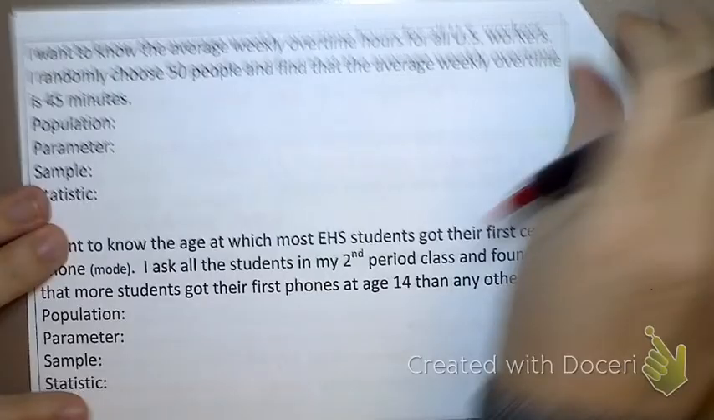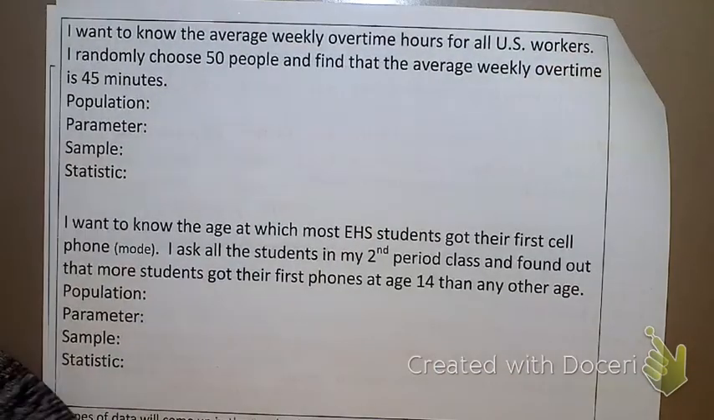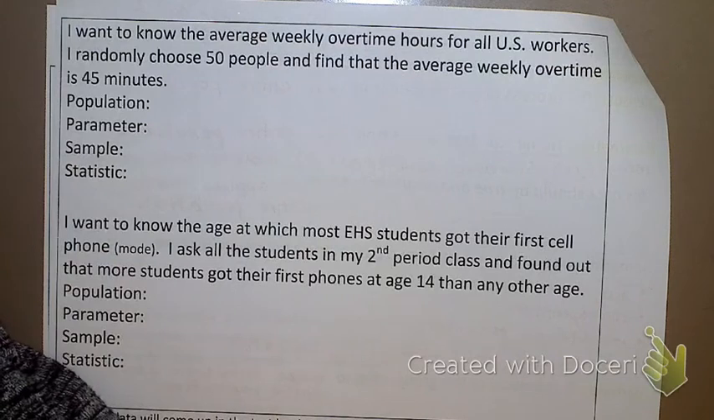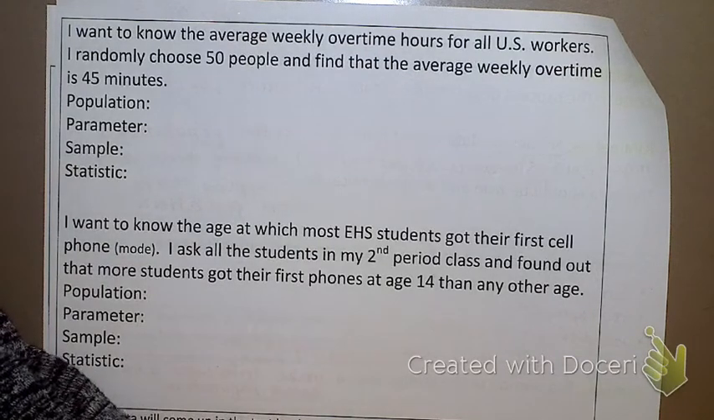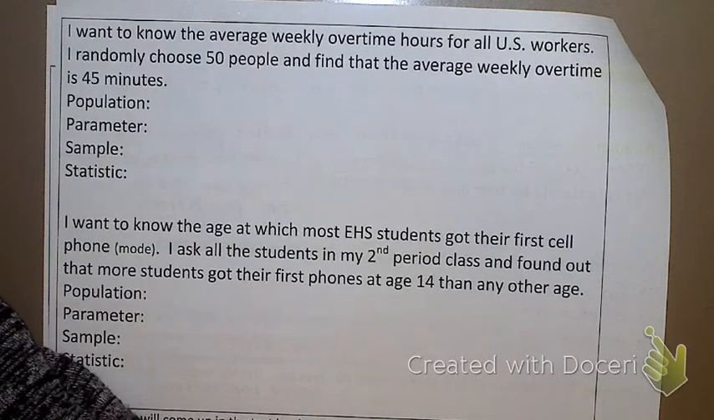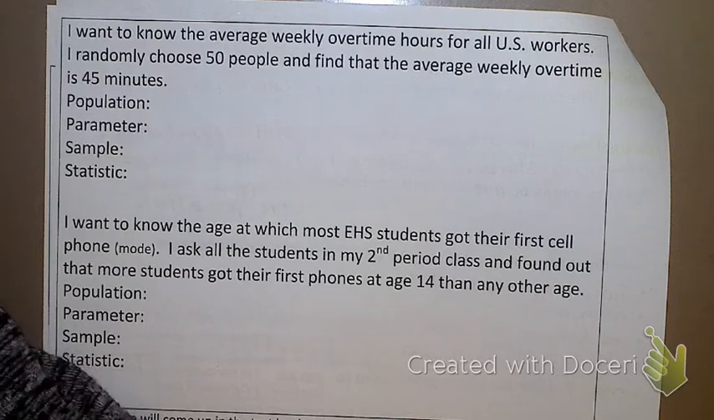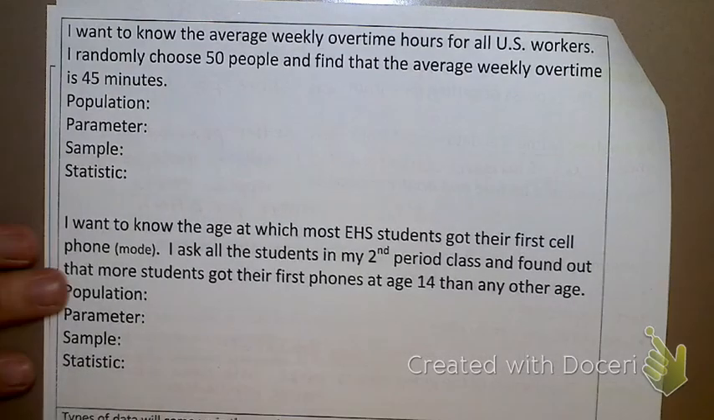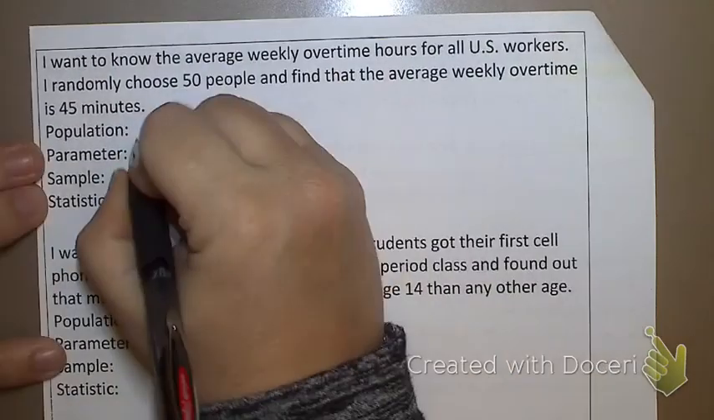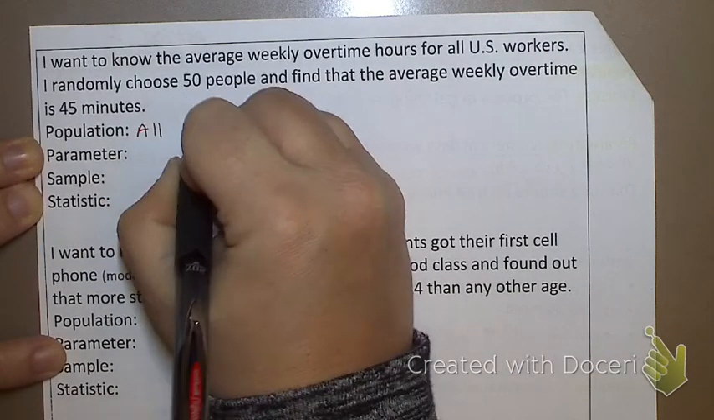All right, turning the page. Two more examples here. I want to know the average weekly overtime hours for all U.S. workers. I randomly choose 50 people and find that the average weekly overtime is 45 minutes. I need to identify the population, the parameter, the sample, and the statistic. Easiest thing to start off with is the population. What is the population that I want to find out information about? All U.S. workers.